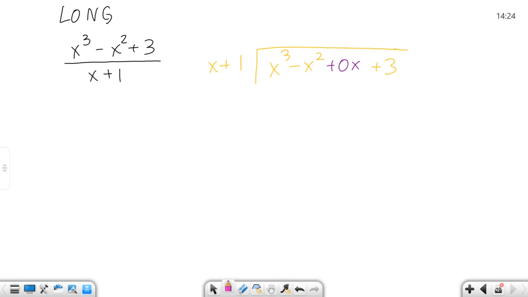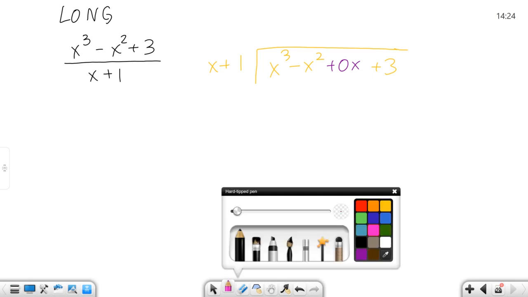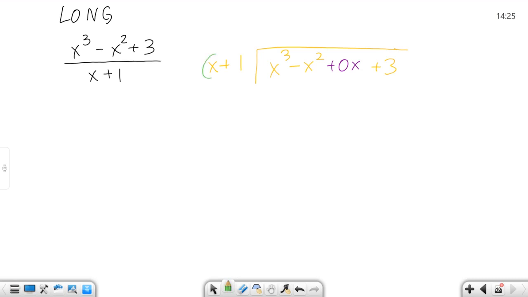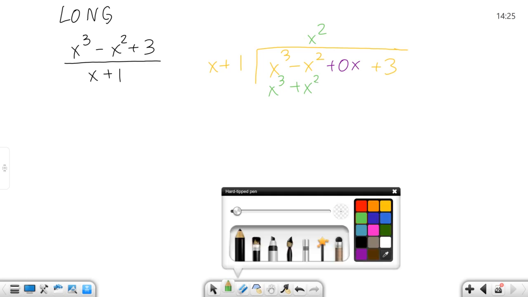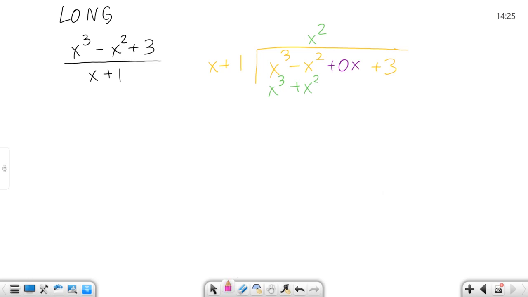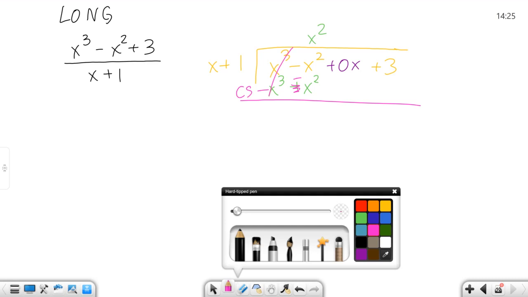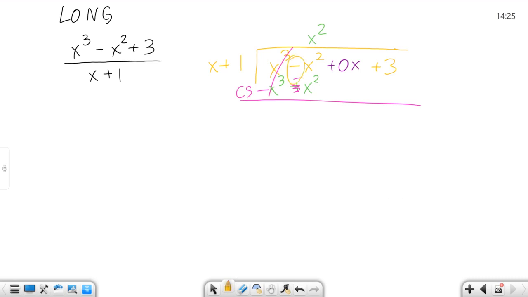So then I want to come back and say, okay, x to get x to the third. That's going to be x squared. So we put an x squared here, then we multiply x squared times x to the third. X squared times plus 1 is going to be plus x squared. Then I'm going to come in here and change my sign. Make that a minus, make that a minus, that cancels.